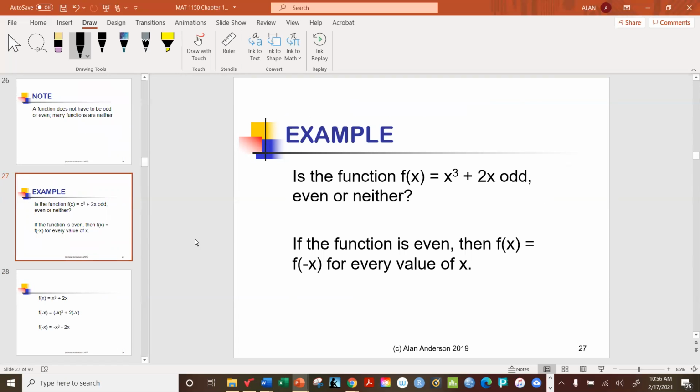How about this one? Now, remember what we're trying to prove is, let's see, how would you prove this one? f of x equals f of negative x for every value of x. So what you would actually do is this. f of x is x cubed plus 2x. f of negative x means you replace all these x's with negative x.